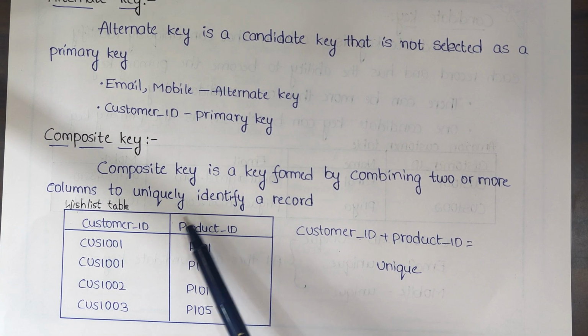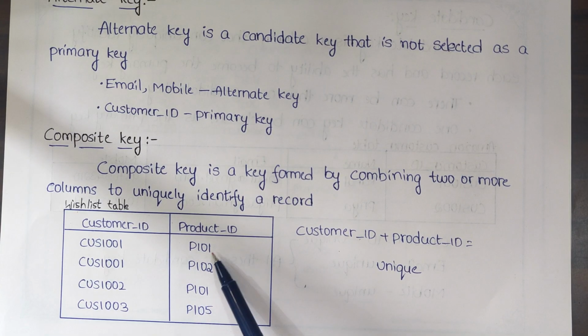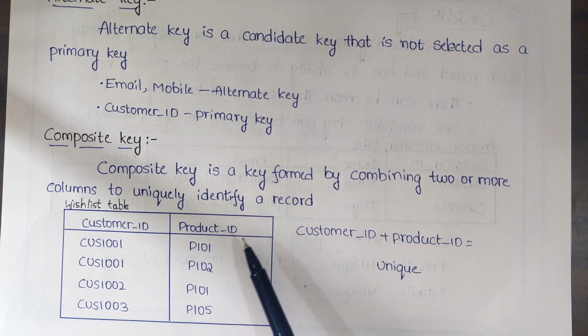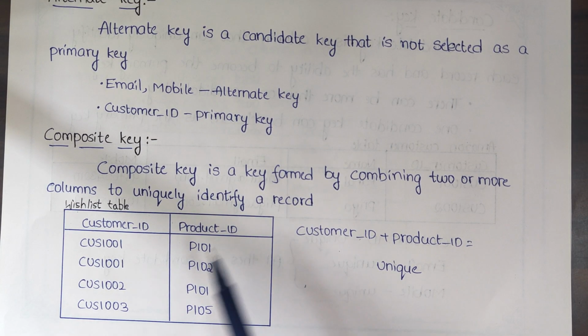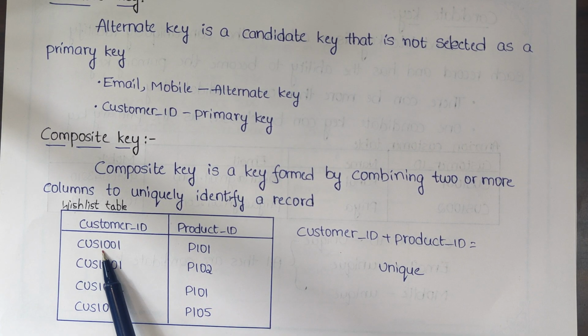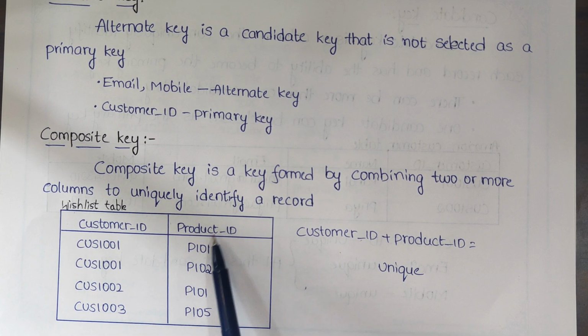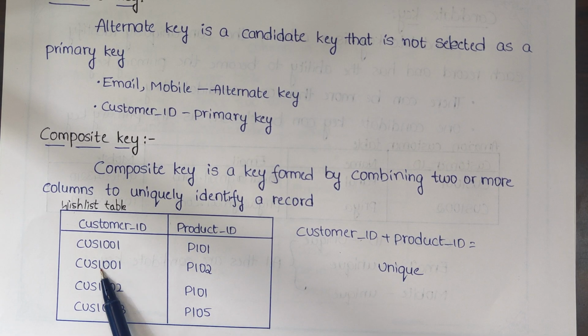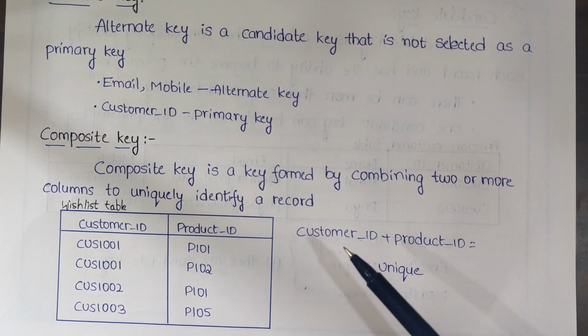And also, when it comes to this product ID, we can see P101 is repeating twice. Therefore, we cannot consider this product ID alone as a unique identity to identify a record. But when we combine this customer ID and product ID, like customer 1001 and P101, it occurs only once. See, 1001 and 102 occurs once, 1002 and 101 occurs once. Here the combination is used to identify a unique record. Here I have written this: customer ID plus product ID is the unique identity to identify a specific record.